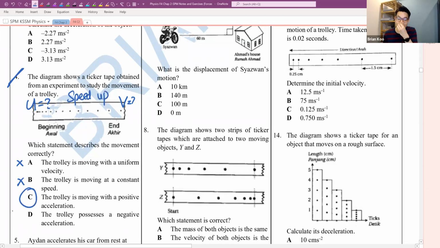Let's see why D is wrong. The trolley possesses a negative acceleration. Possess means has a negative acceleration. That means slowing down. Is it slowing down? No, it's not slowing down. So D is also wrong. Negative acceleration means slowing down. Positive acceleration means speeding up.